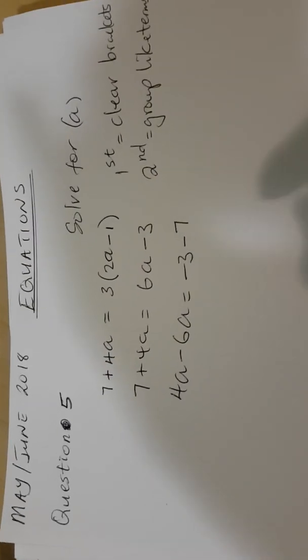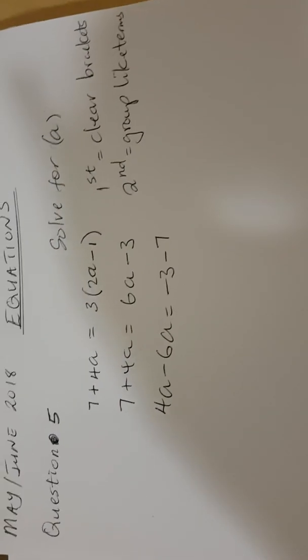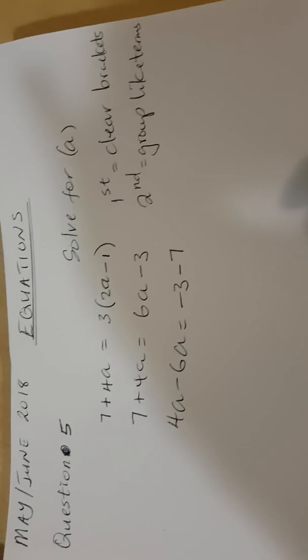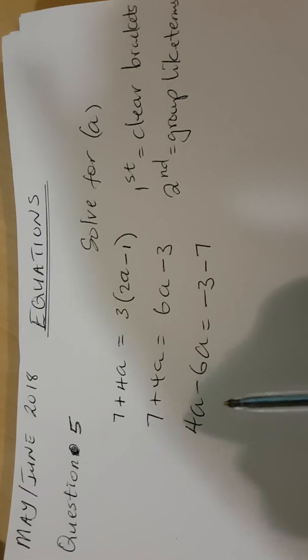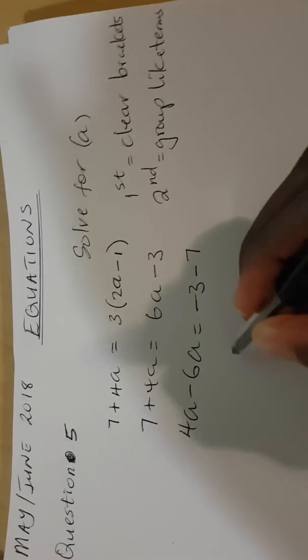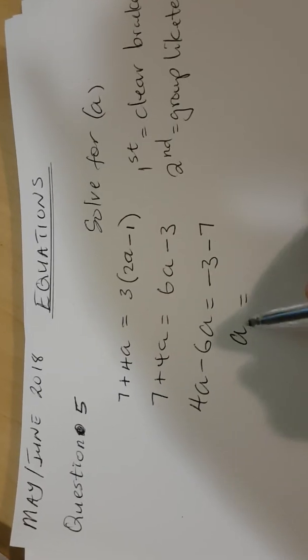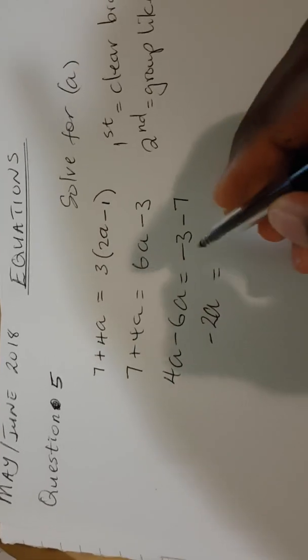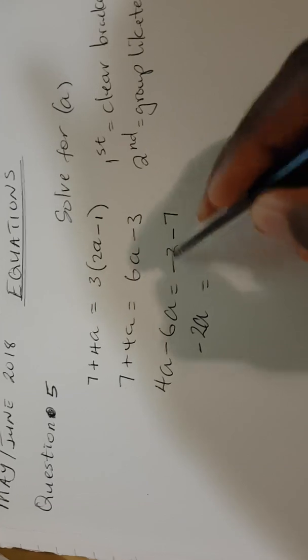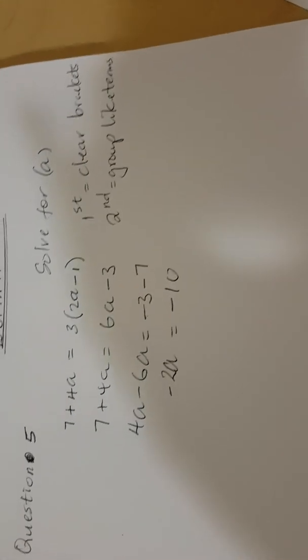Okay, so now after grouping the like terms, what do you do? You have to simplify the like terms. So now here's the thing. When you are subtracting or adding like terms, you only focus on the numbers. The like term a will remain the same. So you're gonna say 4 minus 6, a will remain the same. So 4 minus 6 is minus 2. So it's gonna be minus 2a is equals to minus 3 minus 7, you're gonna get minus 10. Okay, so minus 2a is equals to minus 10.